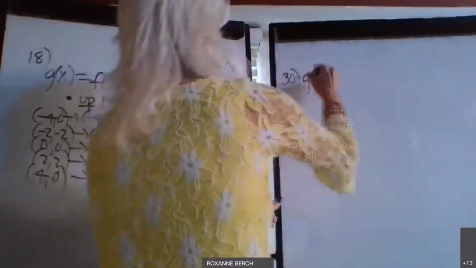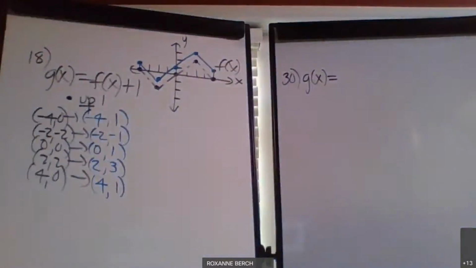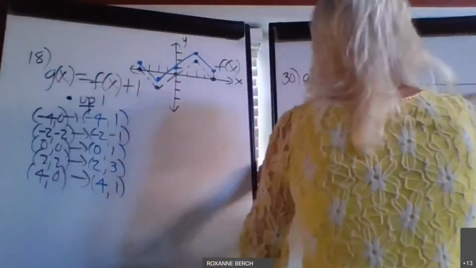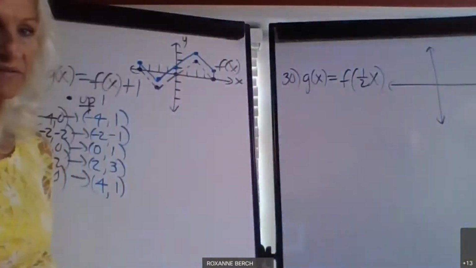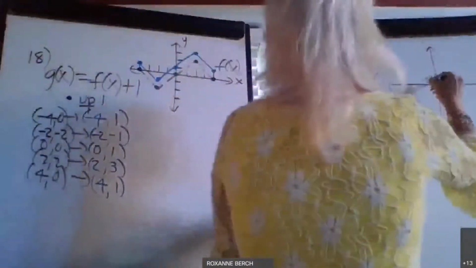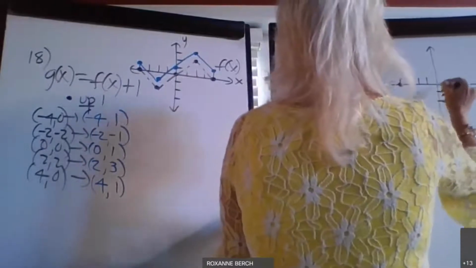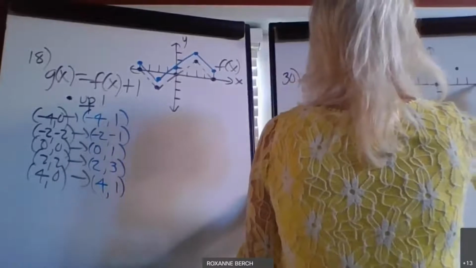Number 30 says to do this to the f function. Well, this is the same function, right? One thing you do not have to do is graph the original graph if you don't want to, but I do need the blue graph. So this is left 4, 0, left 2, down 2, 0, 0, right 2, up 2, right 4, 0.